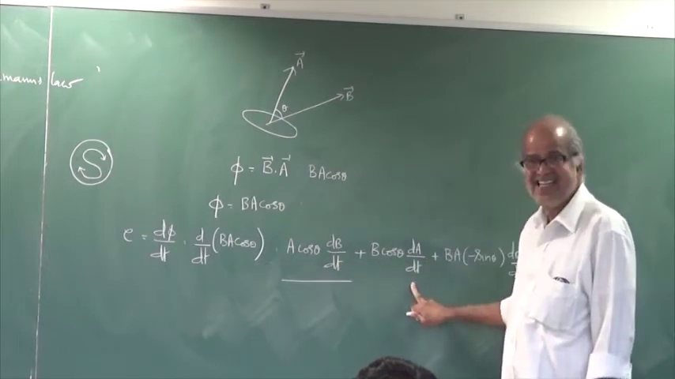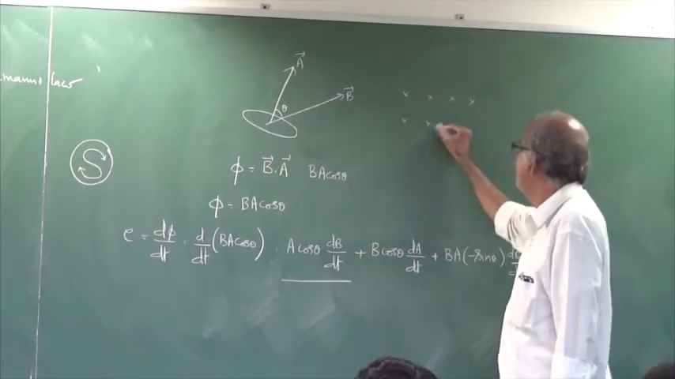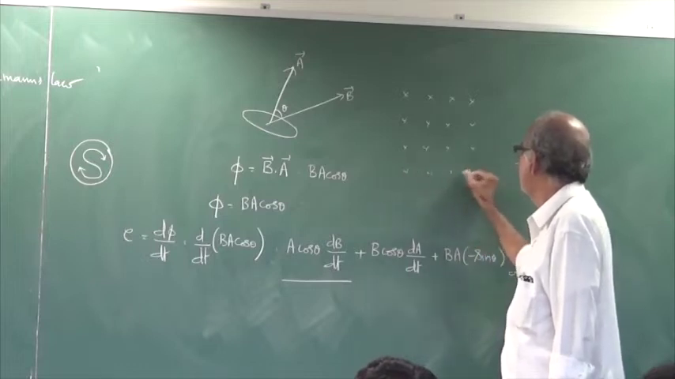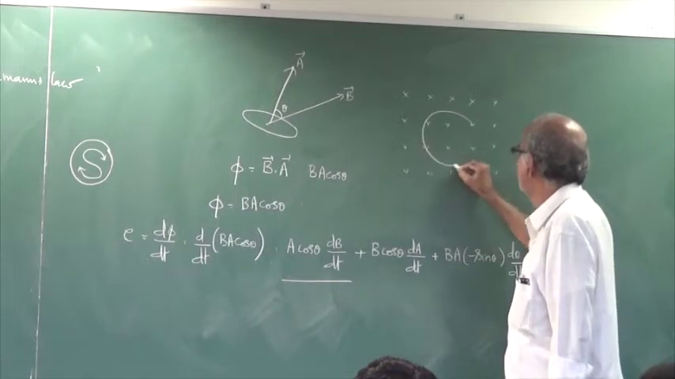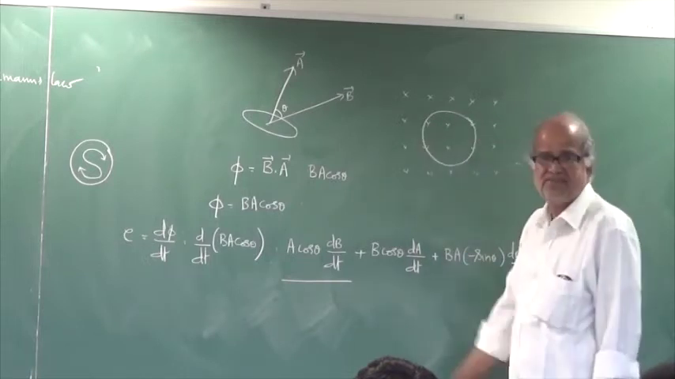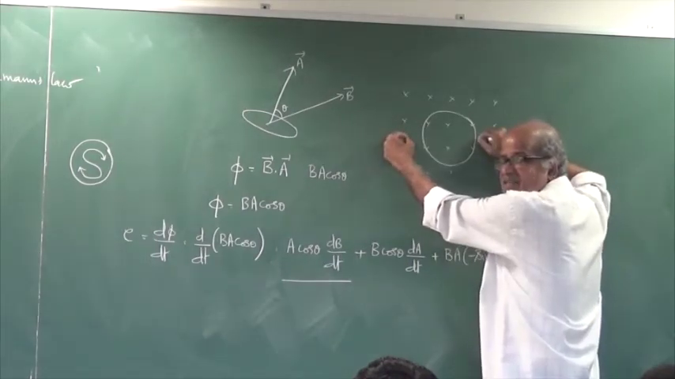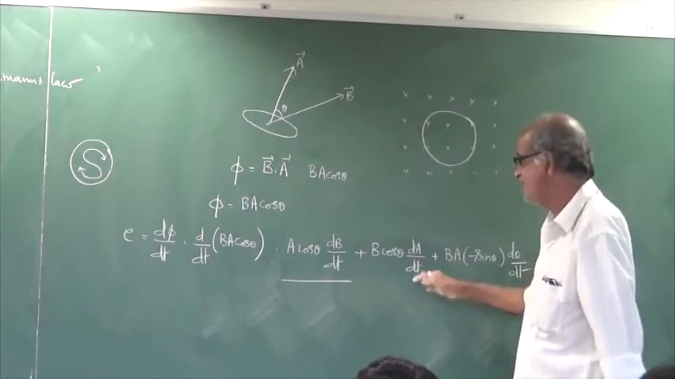This says area is time dependent. For example, let us suppose there is a uniform magnetic field directed perpendicular to this board, and here you have kept a circular ring. Suddenly you stretch it, hold it at the ends of the diameter and stretch it. The area changes, and an EMF is induced.